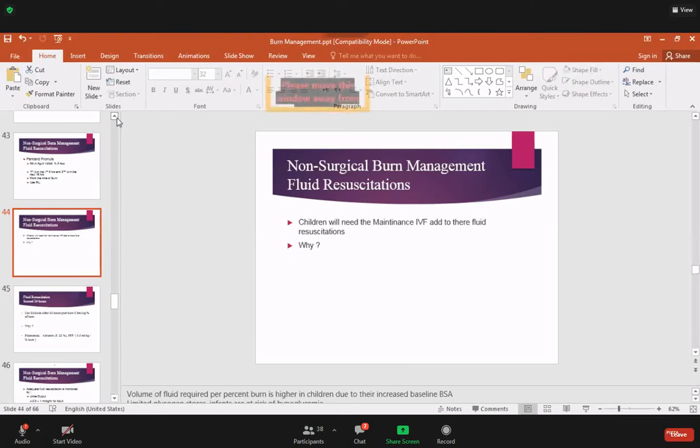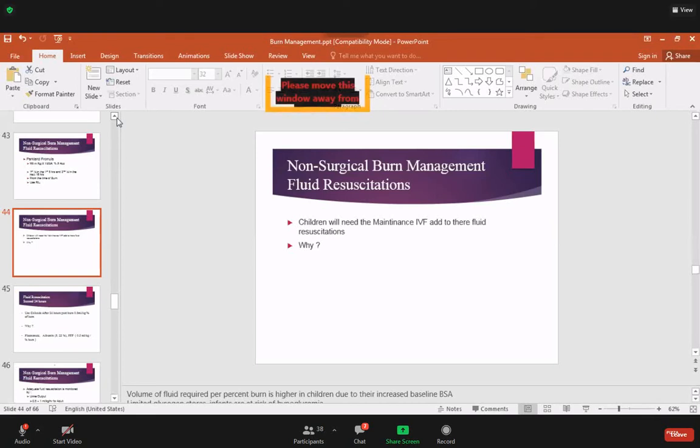The initial burn management is by the crystalloids. Ringer lactate is the best solution because Ringer lactate we call the physiological saline. Its formulation is similar to the body plasma. The electrolytes it contains are sodium, chloride, potassium, and lactate, and the composition of these electrolytes is similar to the plasma. So we call Ringer lactate the physiological saline also. So the best fluid in the initial period is Ringer lactate.